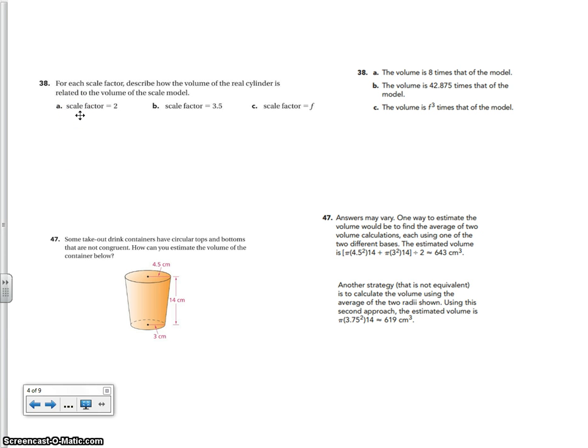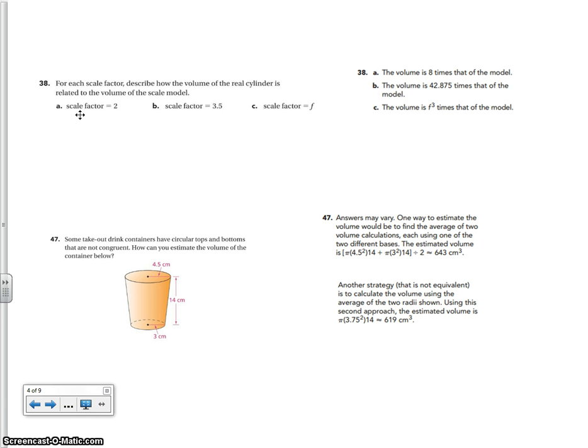Number 38, these are all related to how the scale factor affects the volume. The volume will always be the scale factor cubed. So 2 cubed is 8. B, 3.5 cubed is 42.875, and then C, the scale factor is F, so it would be F cubed.